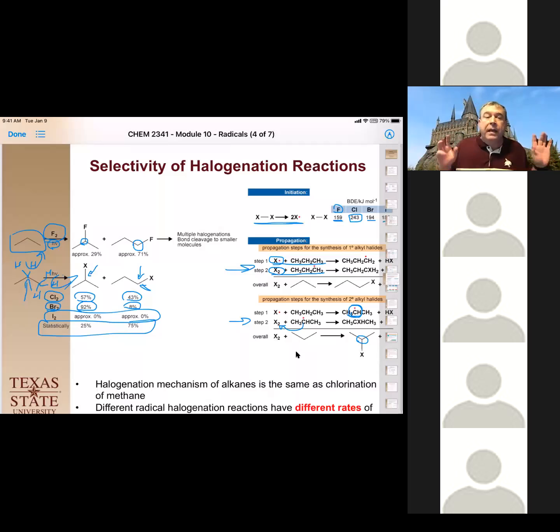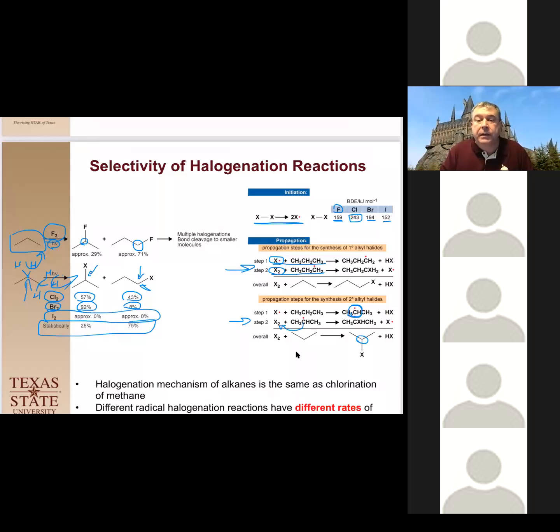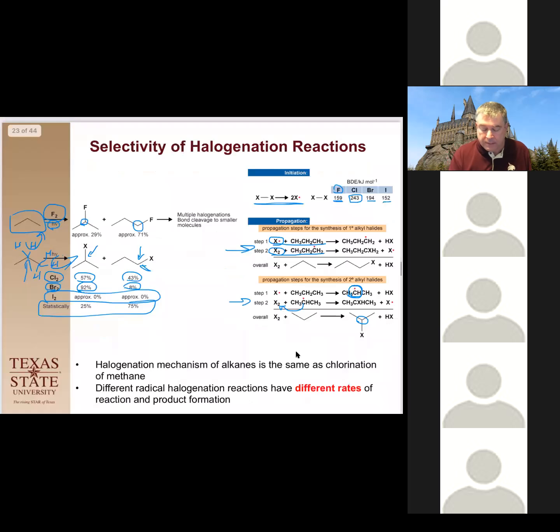Okay, so that gave us this selectivity in halogenation reactions. We found out that using different halogens gives different product ratios, and so we have to define why we get these different product ratios. I'll give you a hint. It has to do with 2 things: a little bit with statistics and a little bit with thermodynamics. So between the 2 of those, comparing and contrasting statistics and thermodynamics, we should be able to predict these halogenation reactions in these hydrocarbons.